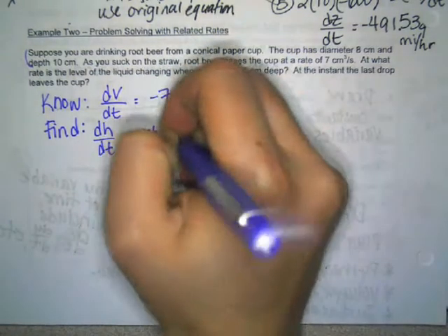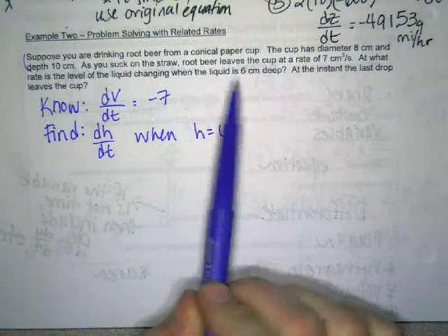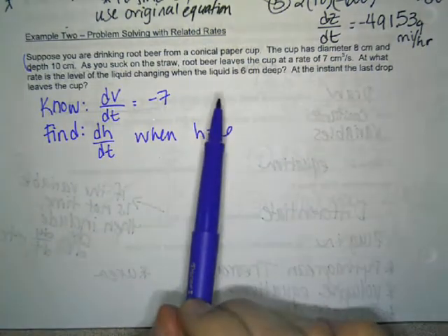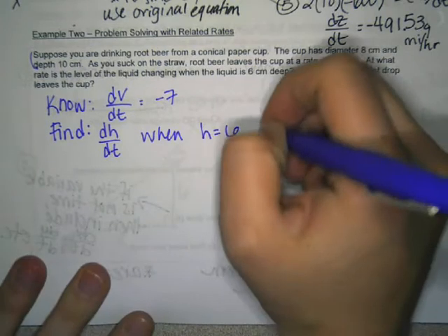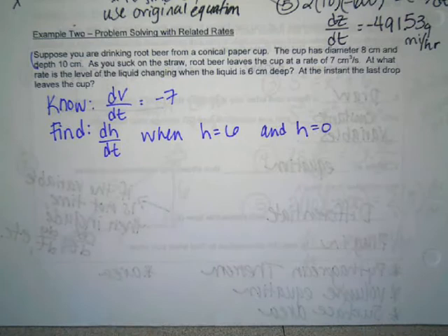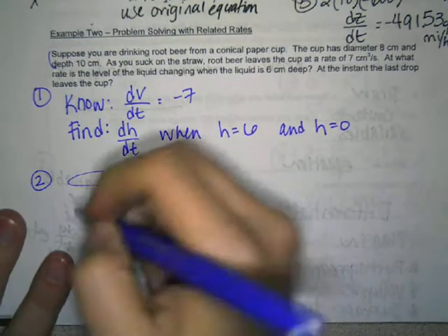So dH over dt. And the first instant we would be looking at would be when H equals 6. Good. So when it's 6 centimeters deep, H equals 6. And then we'll talk about that last question. When the last drop leaves the cup, what's going on? The height is 0. Okay. All right. So that'd be the first step. What was our second step in these? Draw. So I'm going to draw a cone. Try to draw it as best you can in 3D.